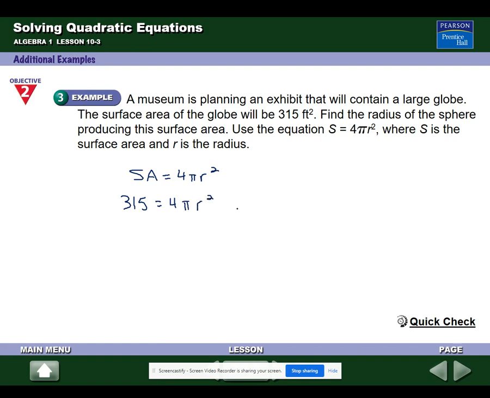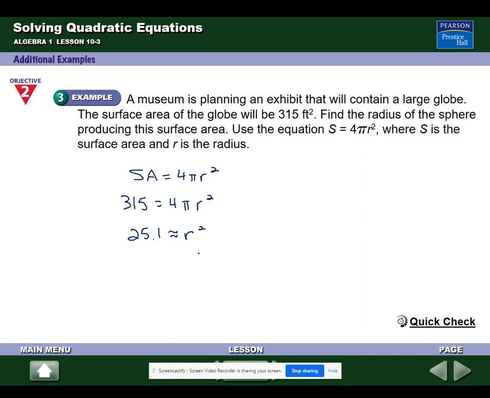to find the radius, and this is related because r squared does bring in the fact that it is quadratic. So what I'm going to do is take 315 and divide it by 4 pi. Careful, if you do this on your calculator, make sure you put 4 pi in parentheses, or divide them one at a time. 315 divided by 4, enter, divided by pi, enter. And that's about 25.1.